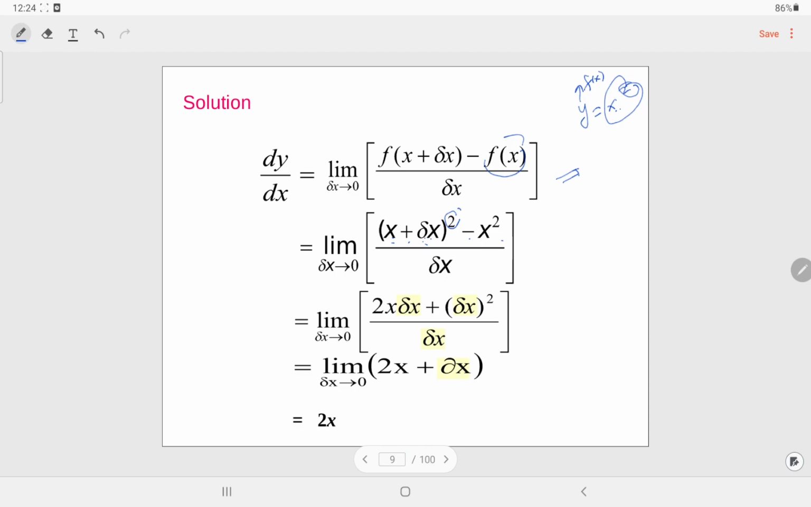And then you need to expand this one. So we can get 2x delta x plus delta x squared, over delta x. We can cancel, so we get 2x plus delta x. Then we substitute the value of delta x approaching 0. Substitute 0 here, so we get 2x.